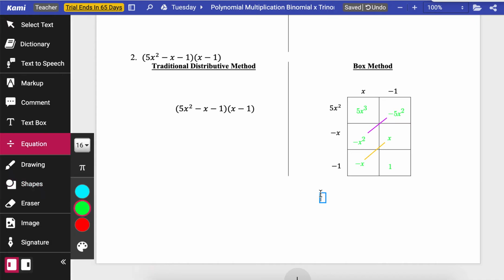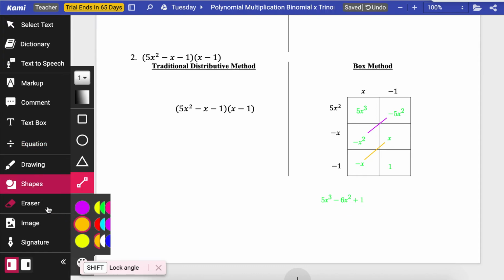So let's write this out in standard form, starting up here and just working our way down and combining like terms along the way. So we have 5x to the third. Negative 5x squared minus 1x squared is negative 6x squared. X minus x, these actually cancel each other out. 1x minus 1x gives us 0x, which we don't really even need to include because that's nothing. And we just have plus 1 at the end. So this is our final answer.